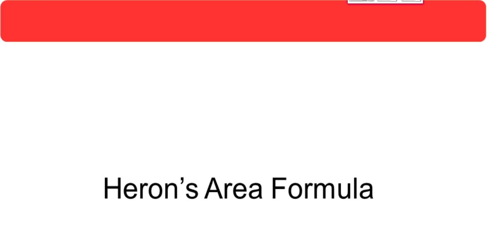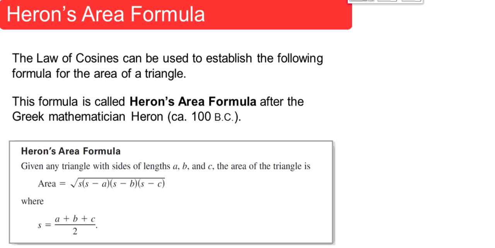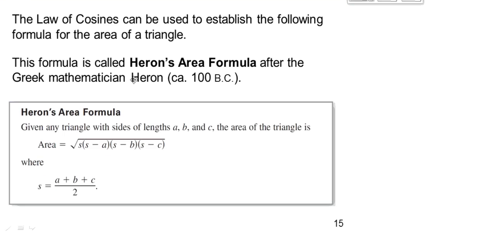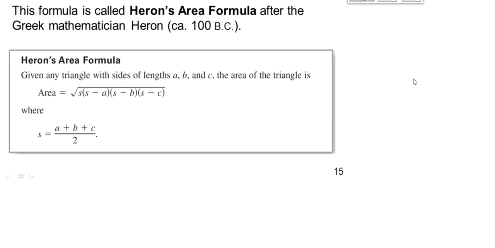And if they didn't have a pre-calculus class or they don't remember it, then they don't know Heron's area formula. So the law of cosines can be used to establish this area formula, and it's called Heron's area formula after a Greek mathematician. Many formulas and theorems are named after mathematicians. So here it is. Given any triangle with the side lengths A, B, and C, the area of the triangle is area equals the square root of S times S minus A times S minus B times S minus C, where S is A plus B plus C divided by 2.